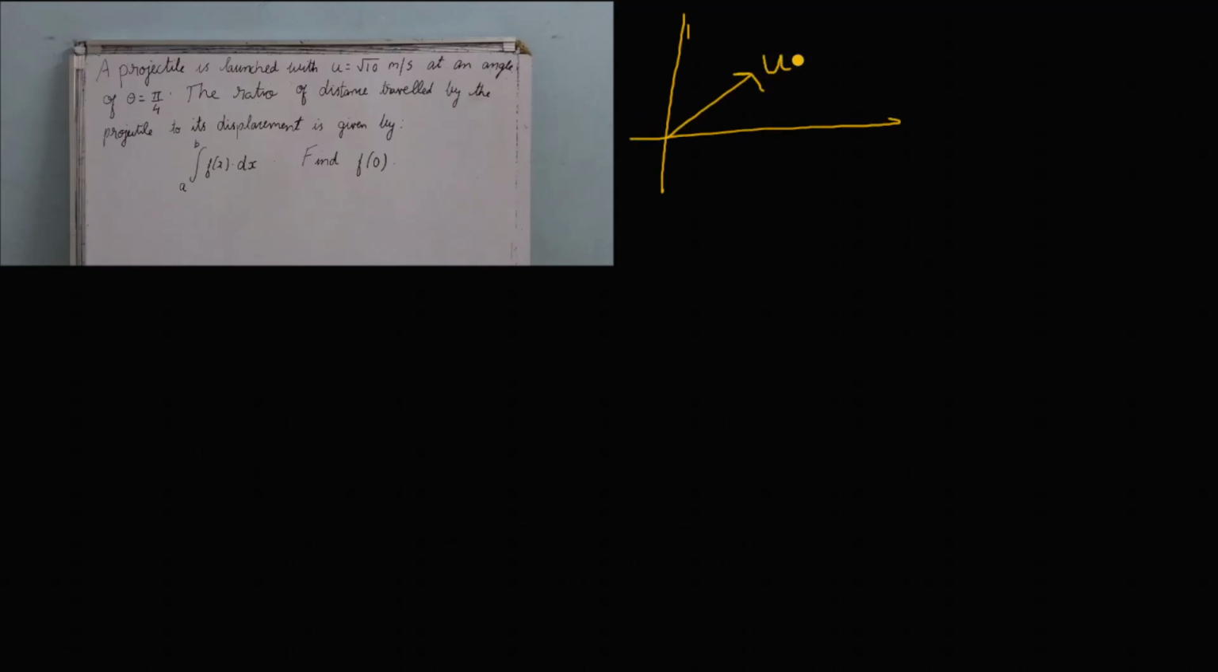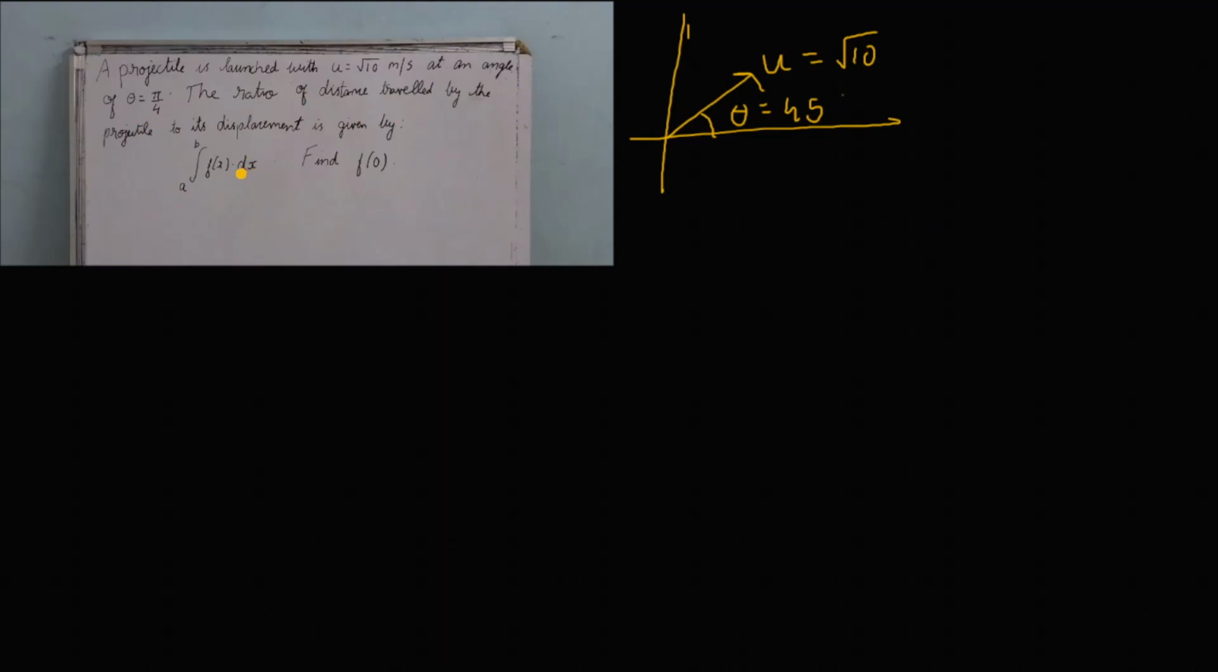Hello everyone, today we will be solving this question. A projectile is launched with a velocity of root 10 meters per second at an angle of 45 degrees. So u equal to root 10 and theta equal to 45 degrees with the horizontal. The ratio of distance and displacement is given by.